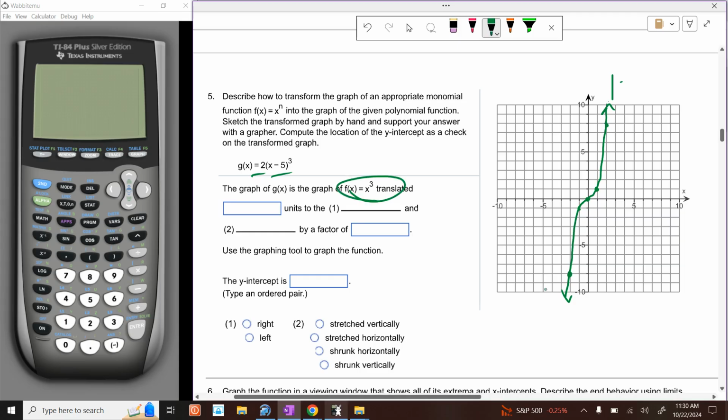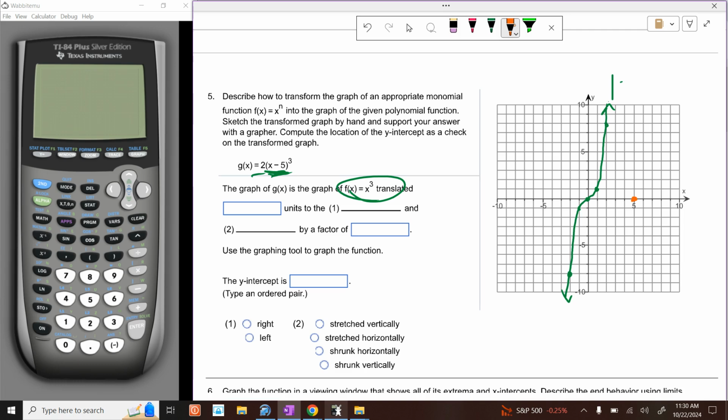So what's the minus 5 do to the graph inside parentheses? Moves everything to the right by 5. 1, 2, 3, 4, 5. So 0, 0 goes to 5, 0. What does the 2 do to it out front? Stretches it vertically.